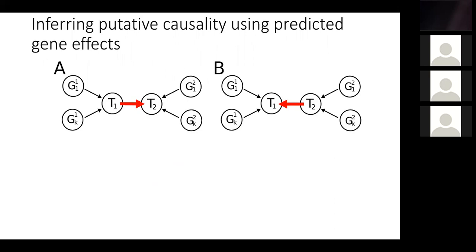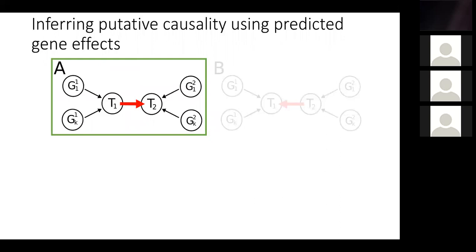So finally, we're interested in asking whether we can establish a possible causal link between two traits using the predicted expression levels. Here we have two causal models. The model on the left illustrates a scenario where genes influence trait 1, which in turn has an effect on trait 2. And the model on the right is the same thing, but going in the opposite direction. So we'd like to be able to distinguish between these two possible models given the TIWAS effect sizes.